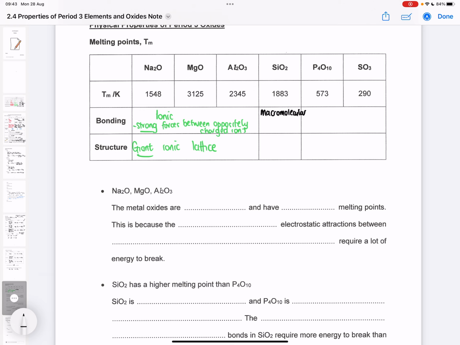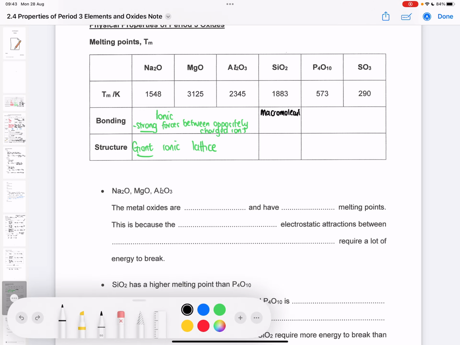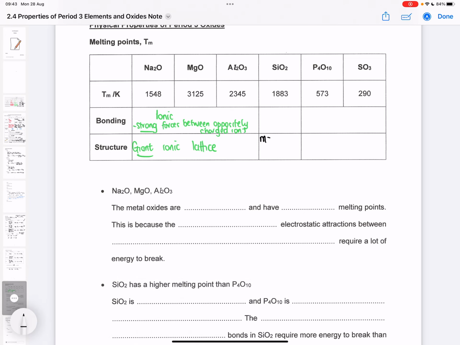Oops, that should have gone in the bottom bit, shouldn't it? Not there. So let's just get rid of that and put that into the right section, the structure at the bottom, macromolecular. And the bonding then is many strong covalent bonds. And they're between the atoms of silicon and oxygen, so between the atoms. And because it's a large giant lattice, it's a strong thing.